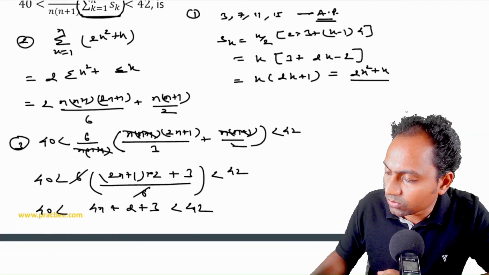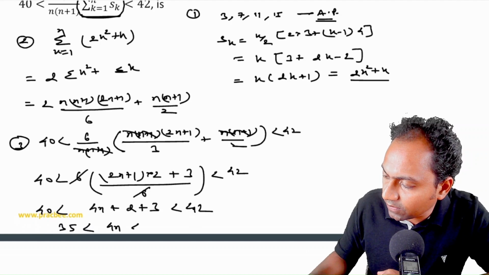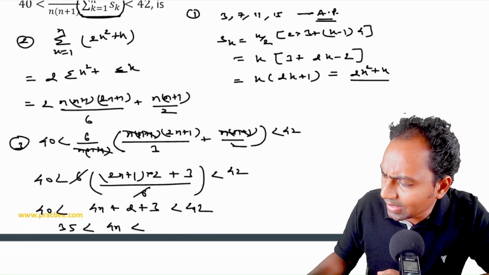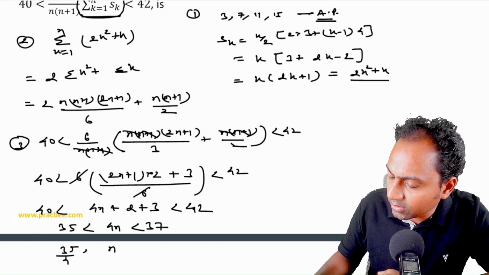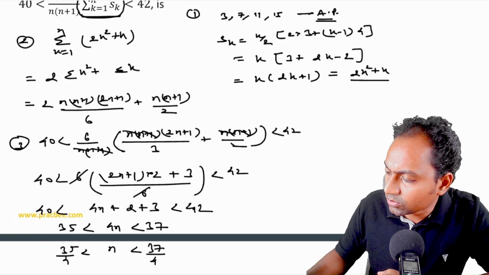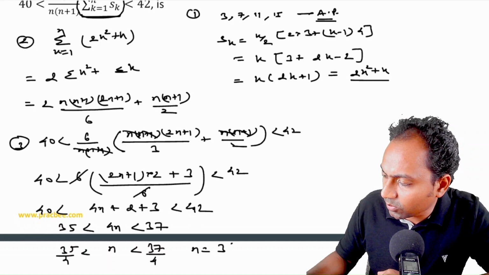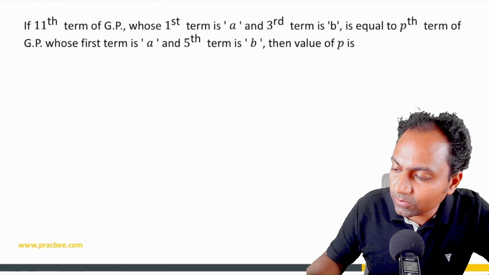and this is between 40 and 42. So your 4n will lie between nothing but 35 and 37. So n, as you can see from here, is nothing but between 35 by 4 and 37 by 4. So you can see that the only possible value of n is nothing but 36 by 4, that comes out to be 9. Now in this next question, the question talks about two GPs.